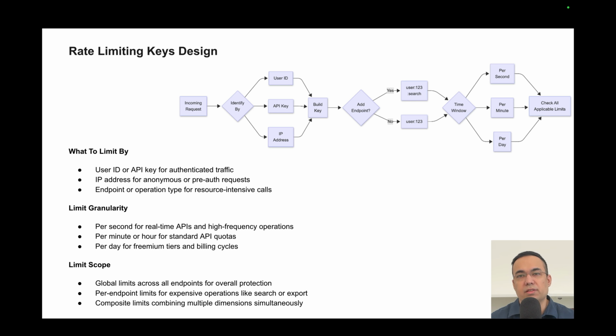The key takeaway is that key design should match our business requirements. A simple API might just need user ID plus endpoint. A sophisticated API might need multiple overlapping limits at different granularities. You should definitely start simple and add complexity only when it's needed.